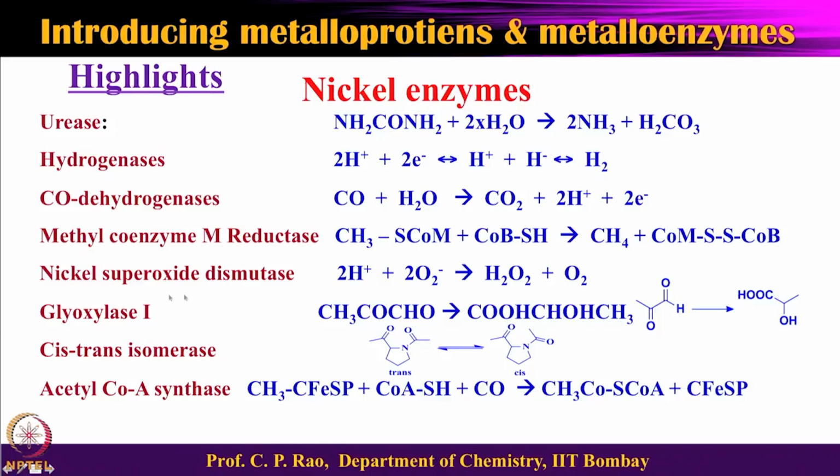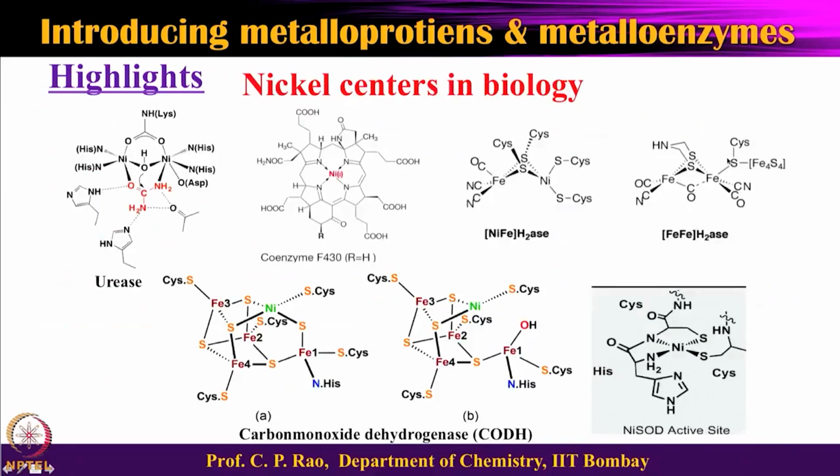So, nickel is also involved in superoxide dismutase, and you know very well about superoxide dismutase. In the first step, O2 minus dot will lose the electron and go to O2. In the second step, it will take another electron and go to O2 2 minus. So, in effect, you will get one H2O2 and one O2, and H2O2 is taken care of by catalase afterwards. There is also a glyoxylase enzyme, cis-trans isomerase, and acetyl coenzyme A synthase.